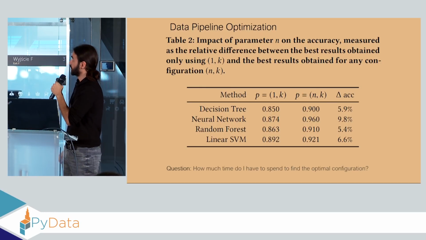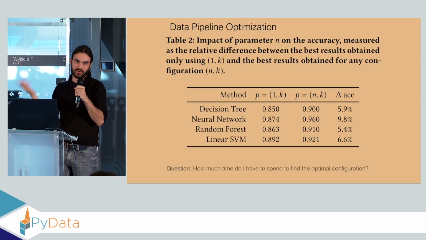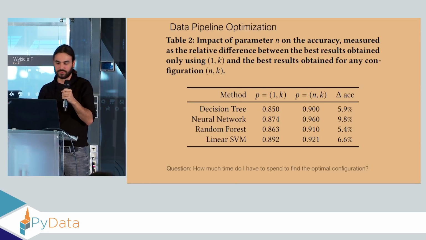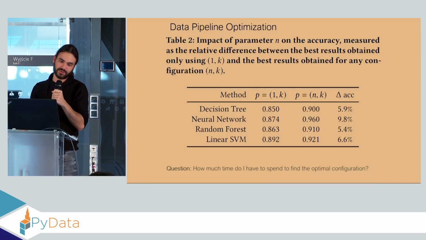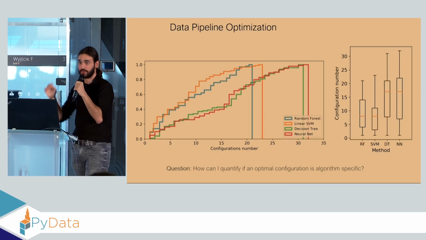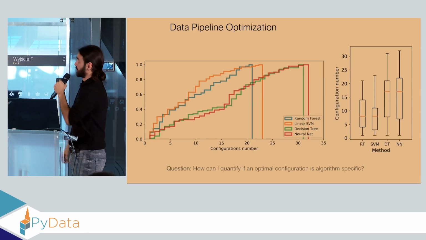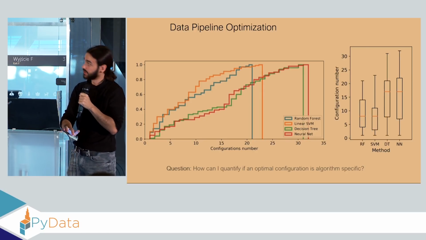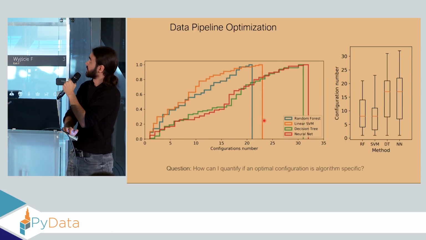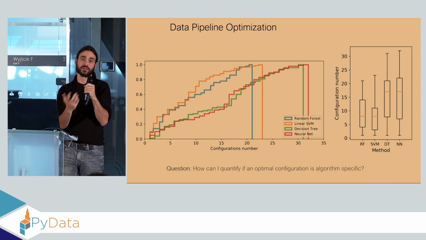So now I have a new question. I was wondering, how much time do I have to spend to find this optimal optimization? Because if I have to spend 35 times more to find the optimal configuration, I'm not really interested, right? So here is the cumulative distribution of the number of configurations you have to explore before finding the optimal configuration. And you can see, for instance, it's not surprising that for random forest and linear SVM it's lower, because we have 3 optimal points and not only 1.